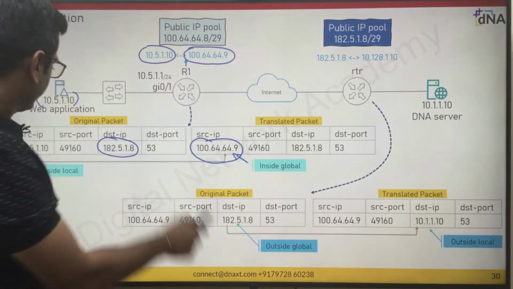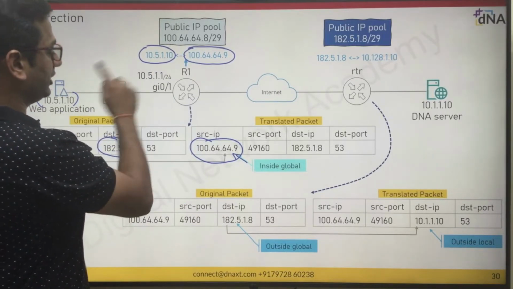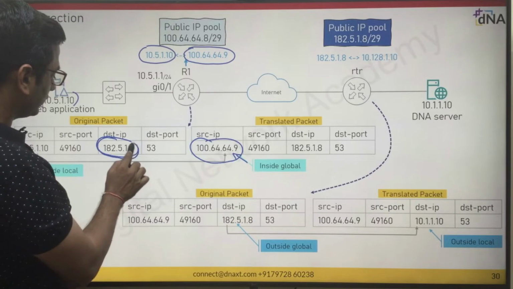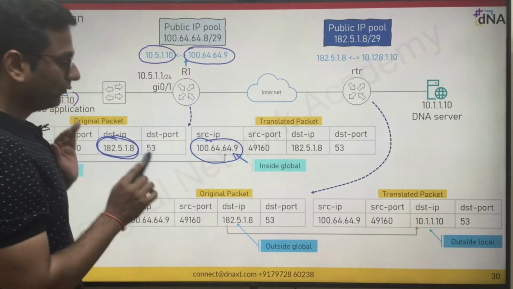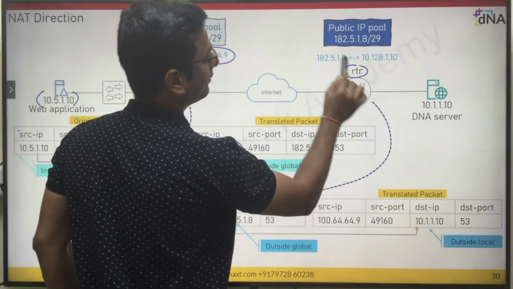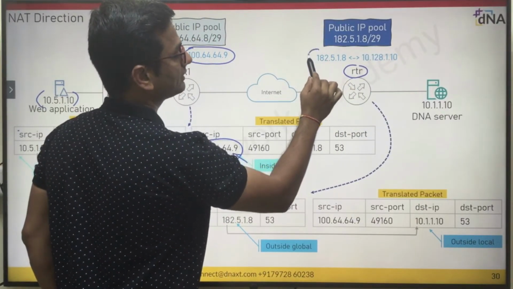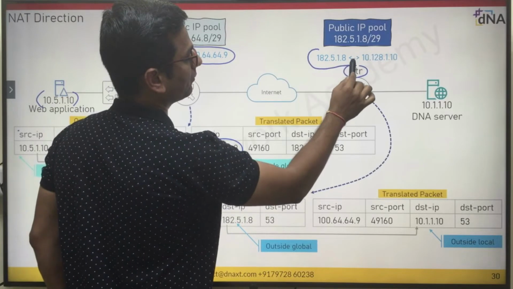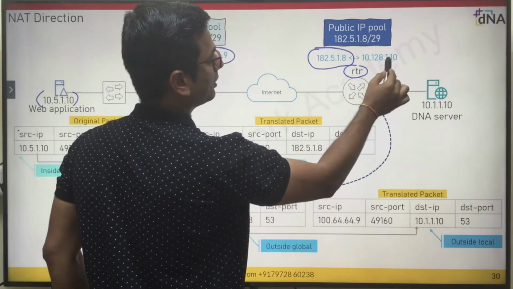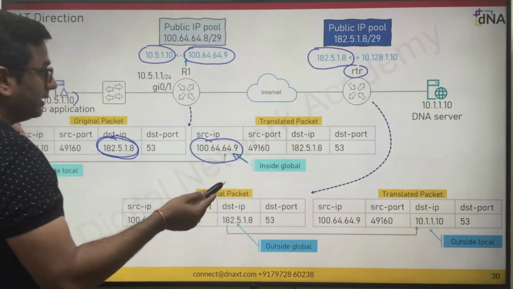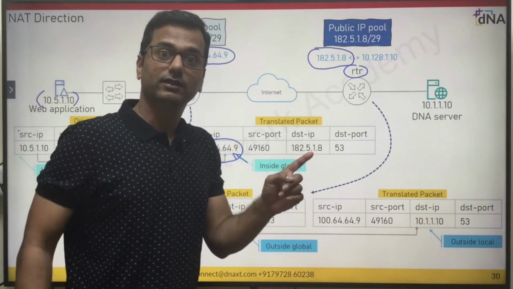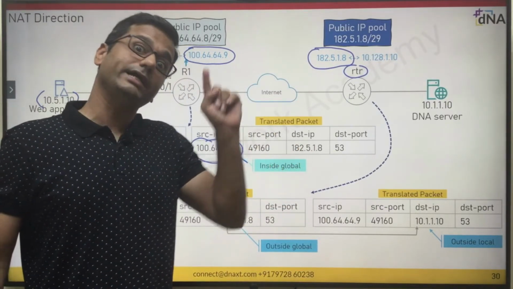Now this web server has initiated the UDP request on 182.5.1.8. When the request is received on this router, there we have a mapping: if the destination IP is 182.5.1.8, translate it with 10.128.1.10. So for me, 182.5.1.8 is an outside global.